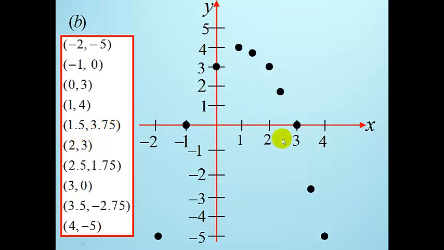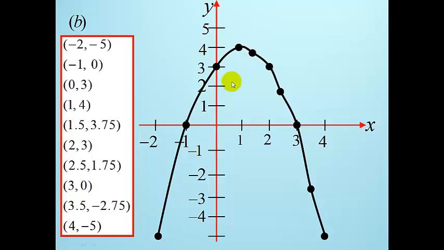Now 2, 3, so 2 on the x, then you have 3 on the y. You have 2, 3. And 2.5, 1.75. 2.5 then 1.75, this is the point. 3, 0, so you have 3 on the x, 0 on the y. 3.5, minus 2.75. 3.5, that's in between 3 and 4. Then we have 4, minus 5. Then when you are done locating all the points on the graph, you now draw your graph.